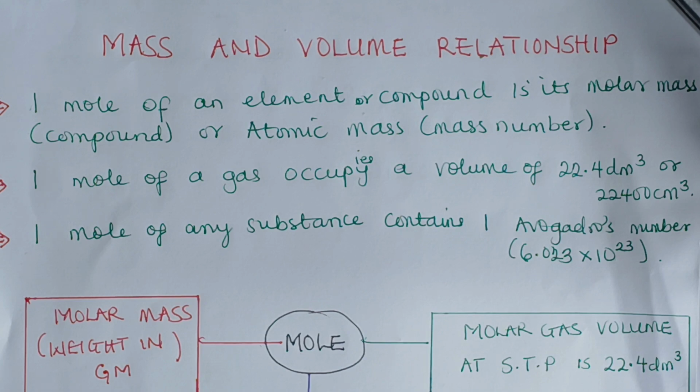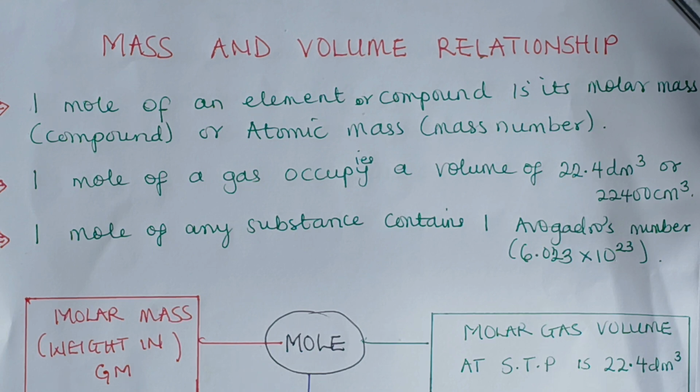So, describing this relationship, 1 mole of an element or a compound is its molar mass. That is, 1 mole of an element contains the molar mass of that element. If it is a compound, it contains the sum of the mass numbers of that compound. That is 1 mole. 1 mole of a gas also occupies a volume of 22.4 dm cube. Then, this can be converted to 22,400 by multiplying by 1,000.